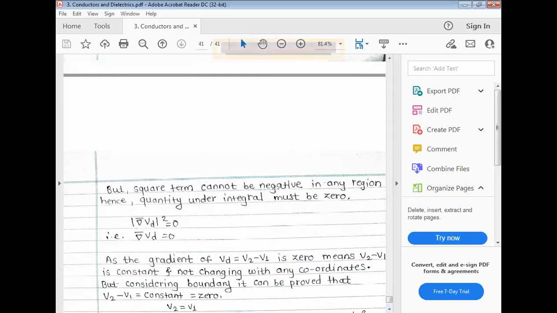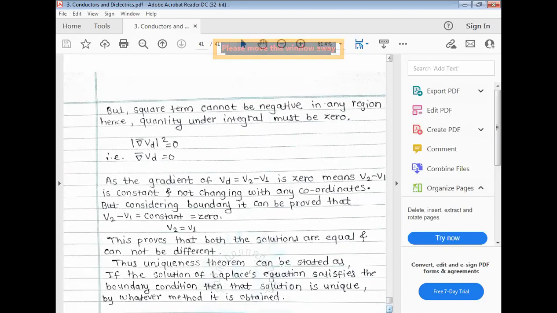But here the square term cannot be negative in any region, and hence the quantity under the integral must be 0, meaning the mod of del into Vd square should be 0 there. Means del into Vd is equal to 0. So here, as the gradient of Vd, the difference Vd equal to V2 minus V1, is 0, it means V2 minus V1 is constant and not changing with any coordinates.